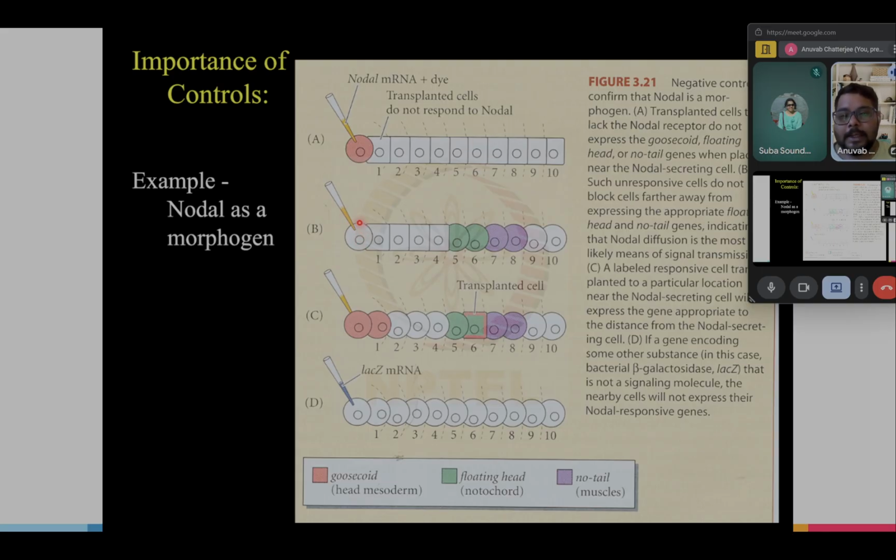Next, what they did is that they took a bunch of cells which could not respond to nodal, followed by cells which could respond to nodal. They injected nodal mRNA here, and now the interesting thing is that if the hypothesis were correct that the first cell responds to nodal, in turn doing something to the others, which causes further differentiation, then this particular experiment should solve it. So the first cell could not respond to nodal.